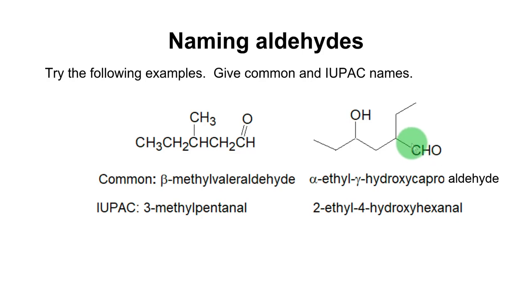Again, it's the 6 carbons, 1, 2, 3, 4, 5, 6 that we use, caproaldehyde, and it's got an ethyl group at the alpha carbon. This is the carbonyl carbon. The one next to it is called the alpha carbon. So it's alpha ethyl, and that's alpha, beta, gamma, hydroxy group at the gamma carbon. So alpha ethyl, gamma hydroxy, caproaldehyde.